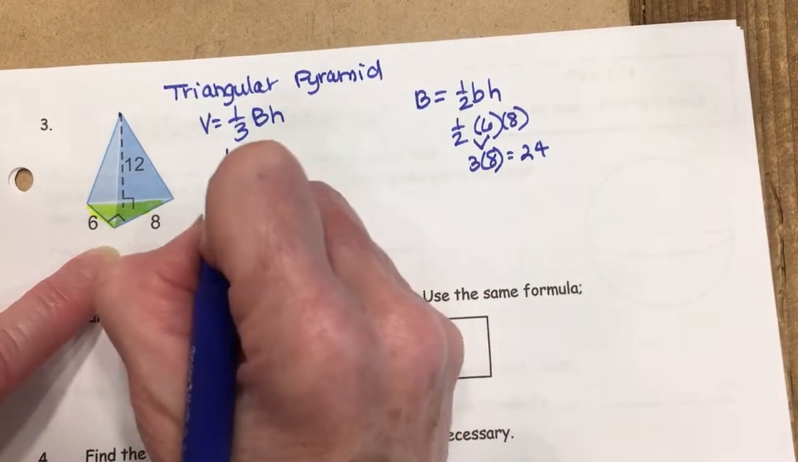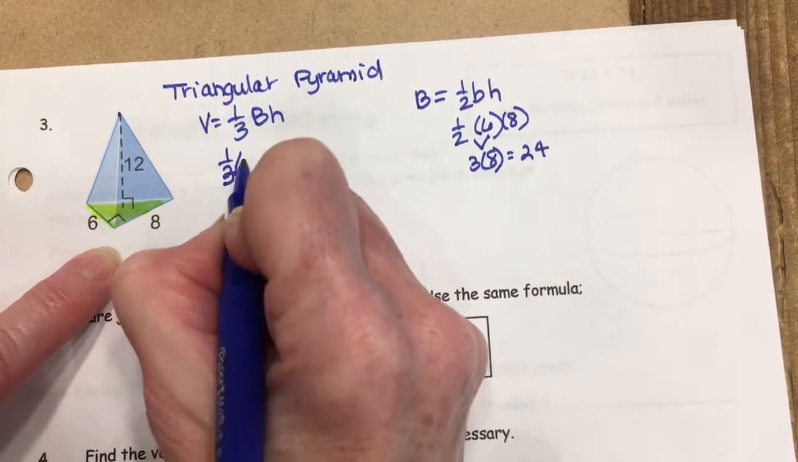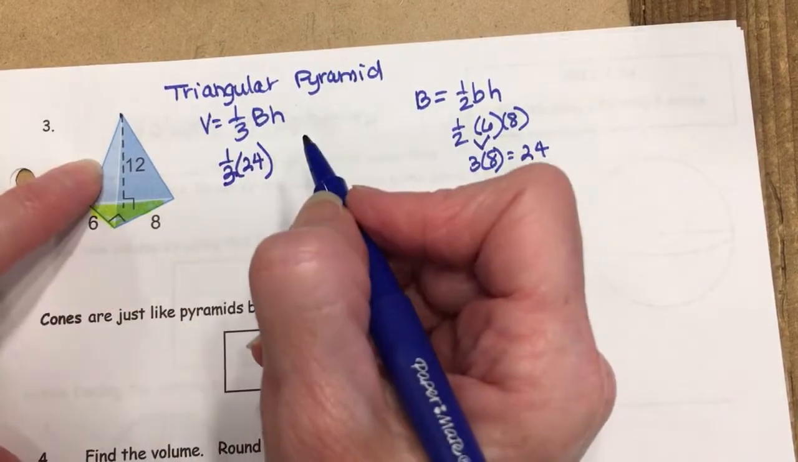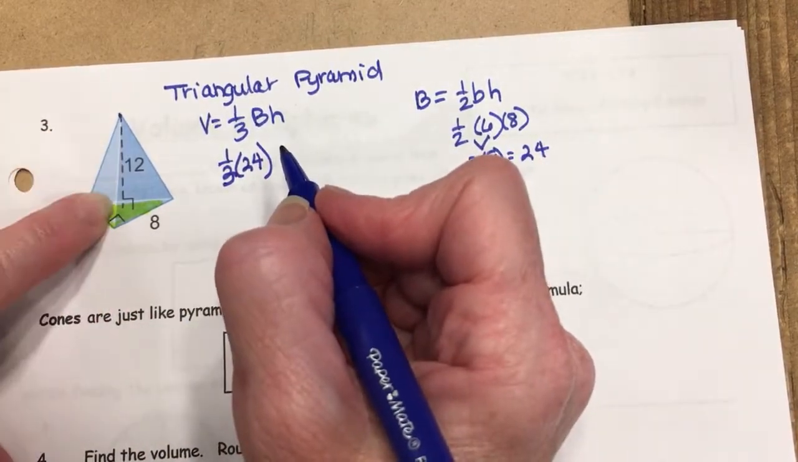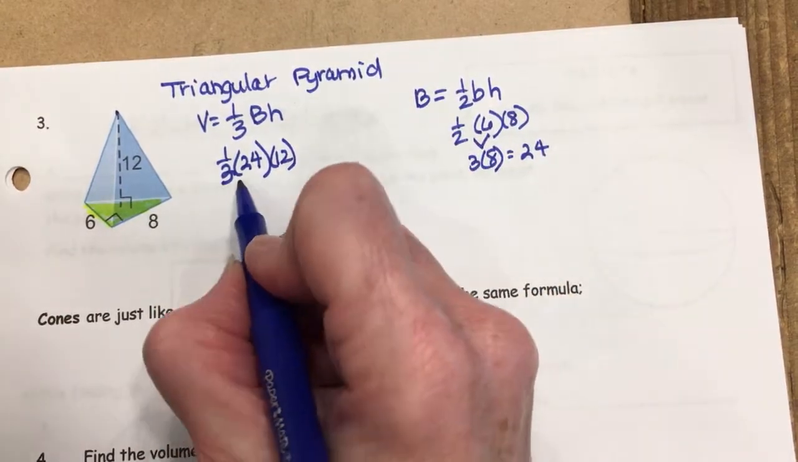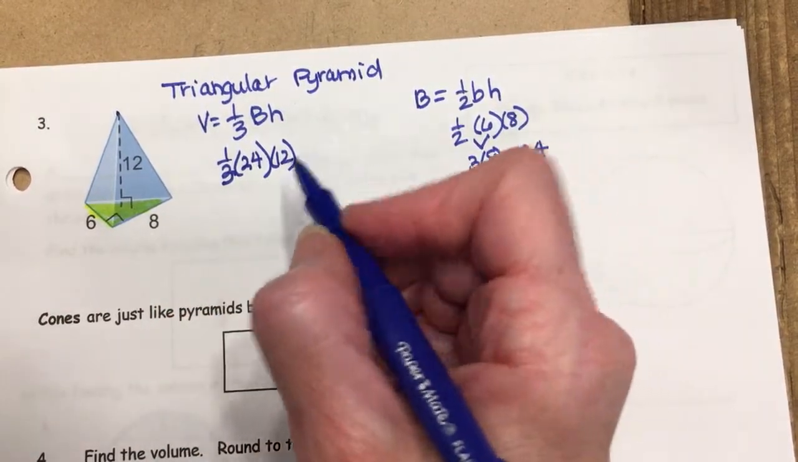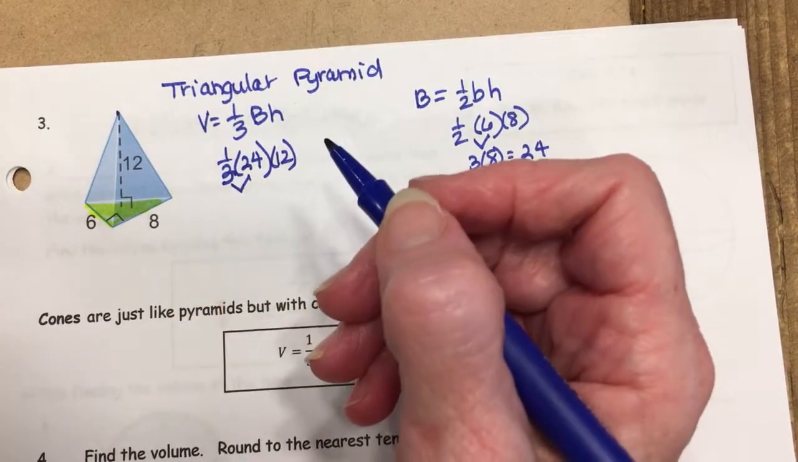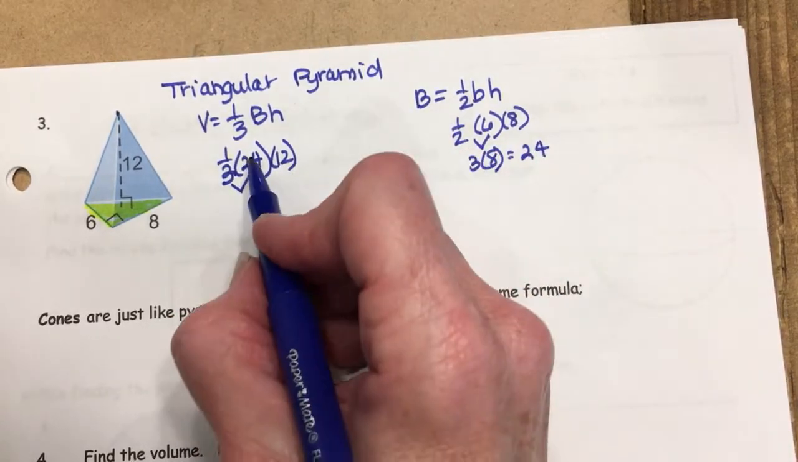All right, so now I have 1/3 times 24 times the height. So I'm looking for that right angle again of the pyramid, which is 12. All right, so this time I could multiply 24 times 12, but it's simpler to do 1/3 of 24, or divide 24 by 3.